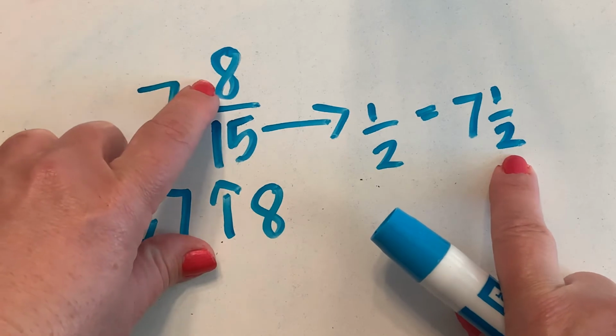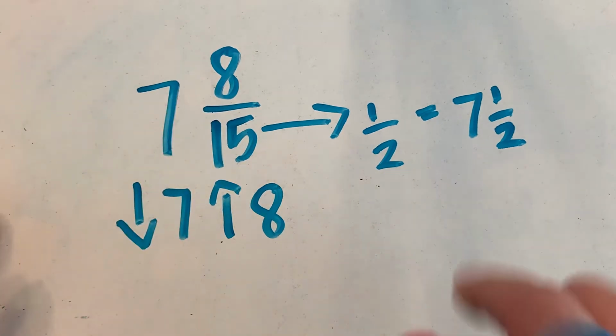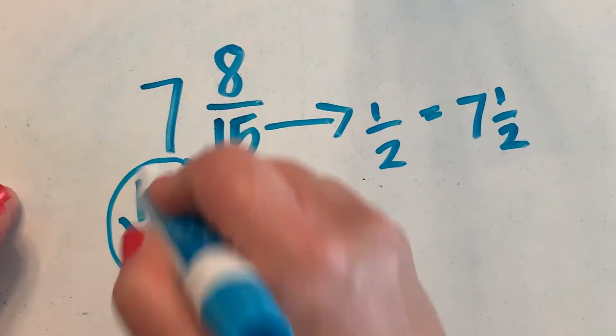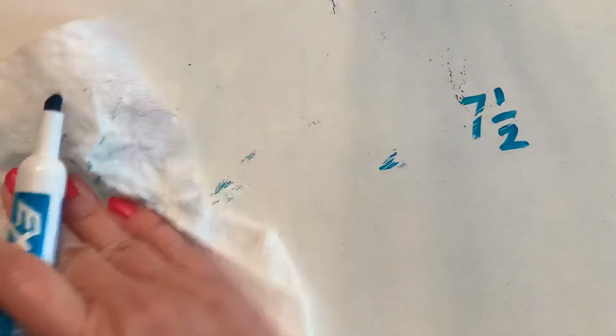Look at your 8. Is 8 greater than 7 1/2 or less than 7 1/2? Yes, it's less than, so you're going to round down to 7 again. Okay? Good job. Good job. We can come back to those. If you need my help, you can just let me know.